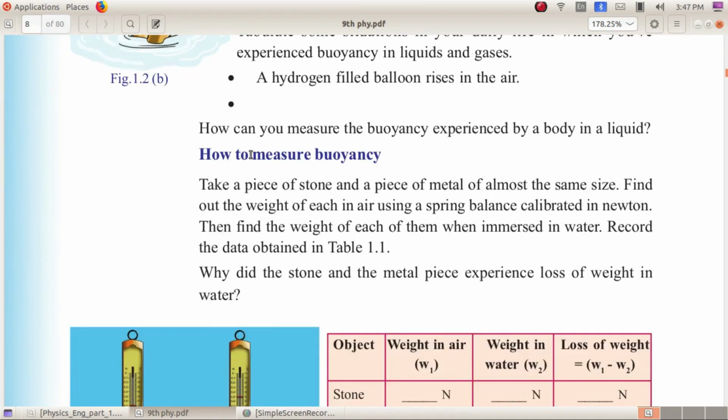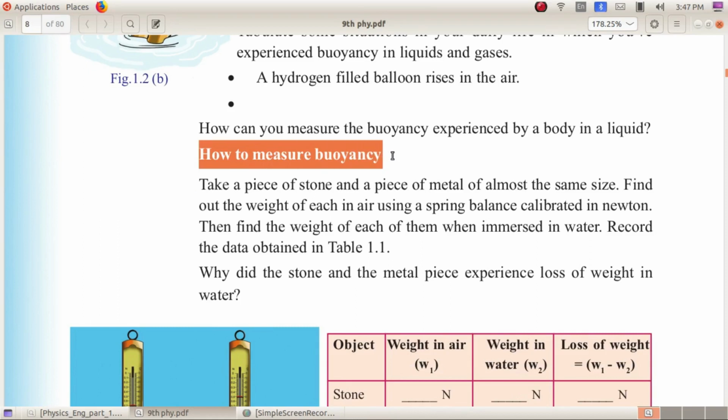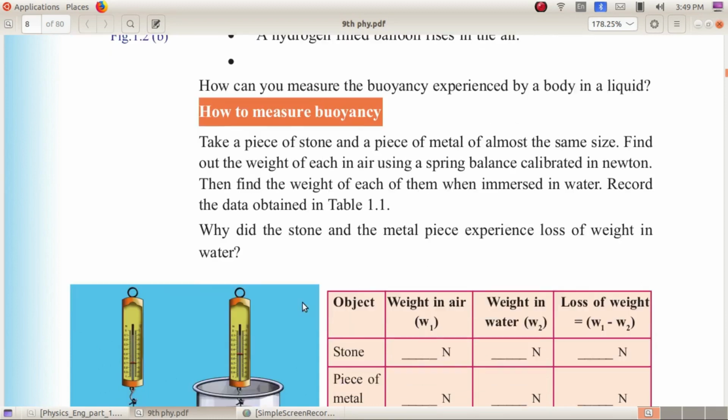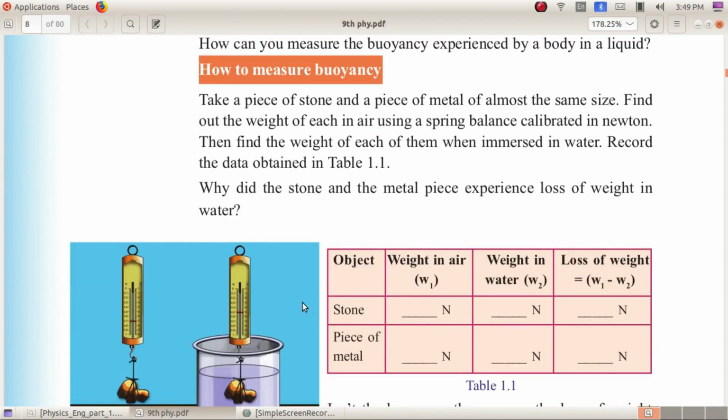How to measure buoyancy? Take a piece of stone and a piece of metal of almost the same size. Find out the weight of each in air using a spring balance calibrated in Newton.